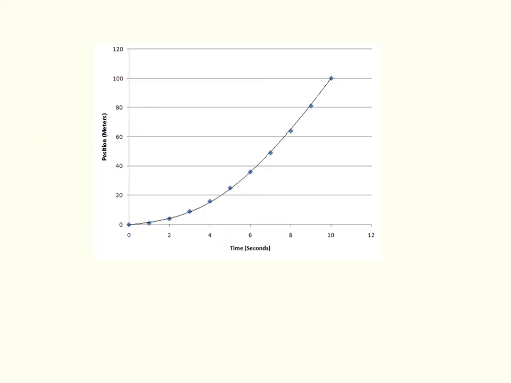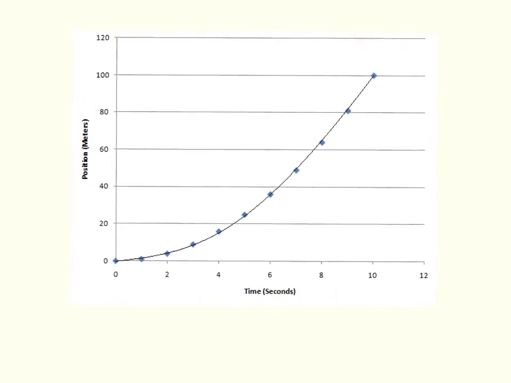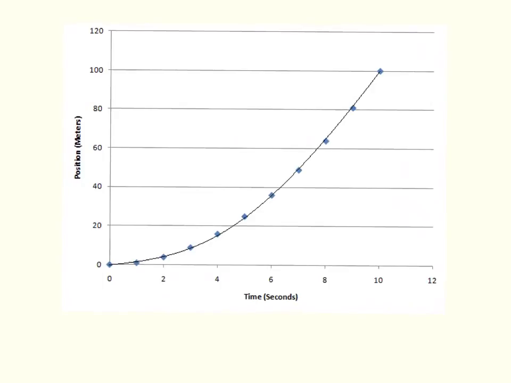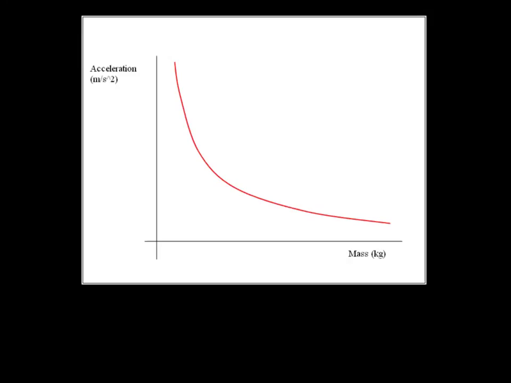Notice how this is also a position versus time graph. However, it has a much different shape. This we would call a best fit curve, because clearly that is not a line. Or how about this graph? Here we see, as mass increases, going this way, the acceleration's going down. When you have a relationship like that, we call that an inverse relationship.